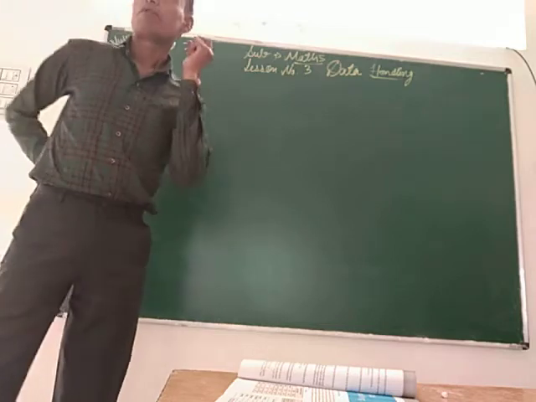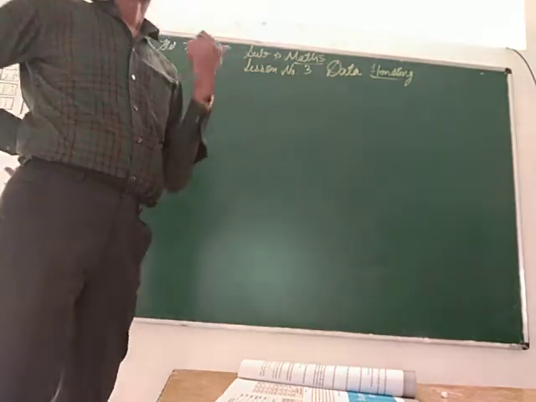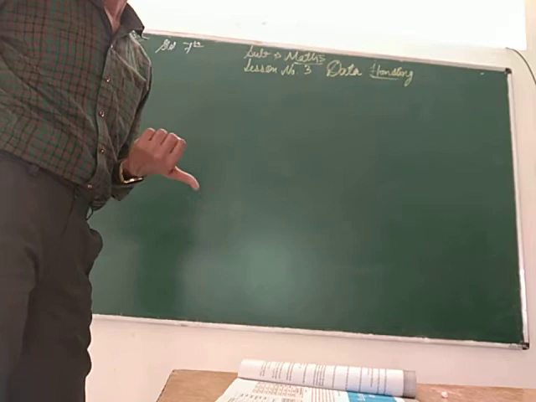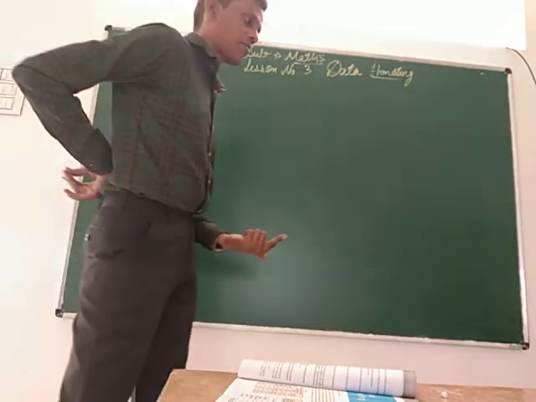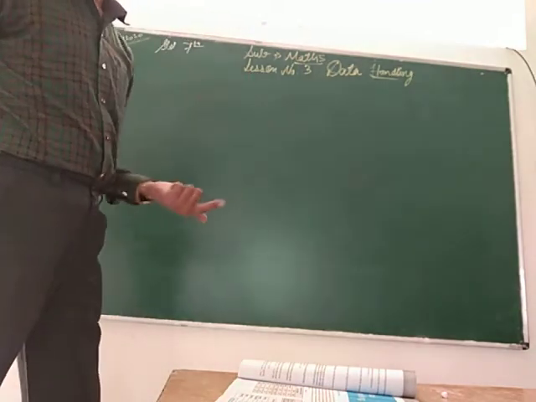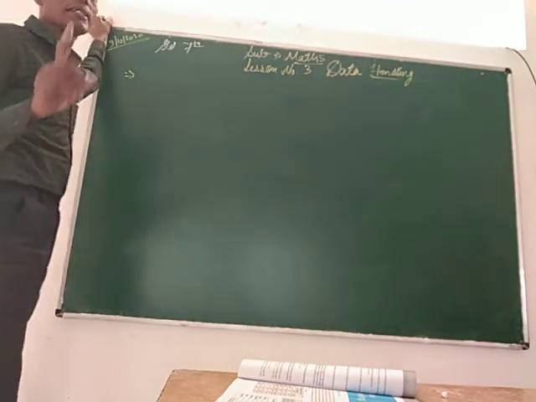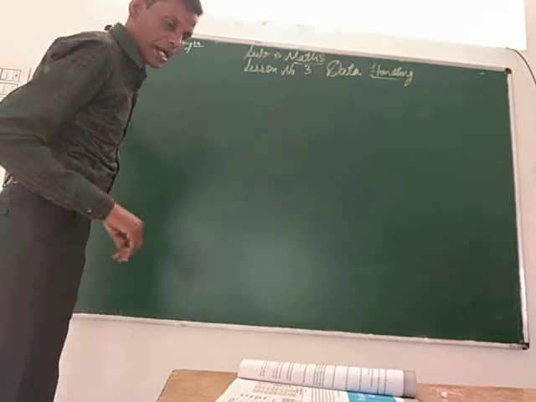Example, the weather of Dahod for the last 5 years, you cannot find by asking. You have to go to Google, or you have to go to the weather department. They will give you this information. This is known as data.